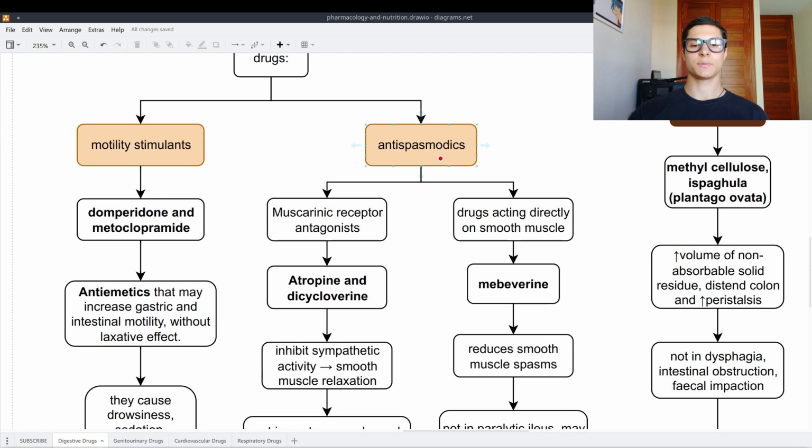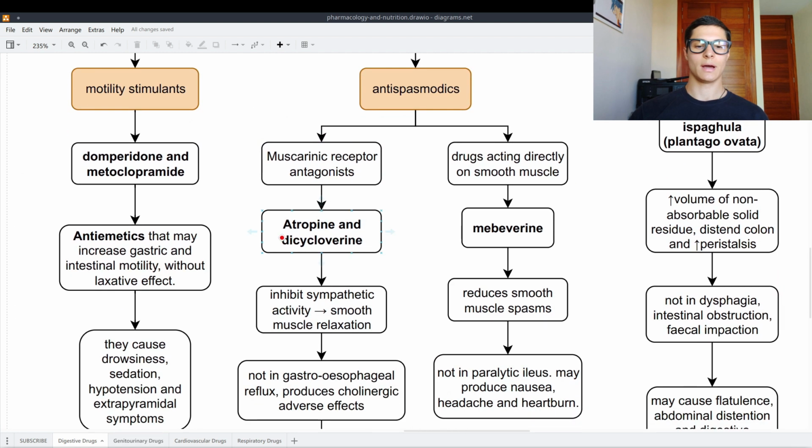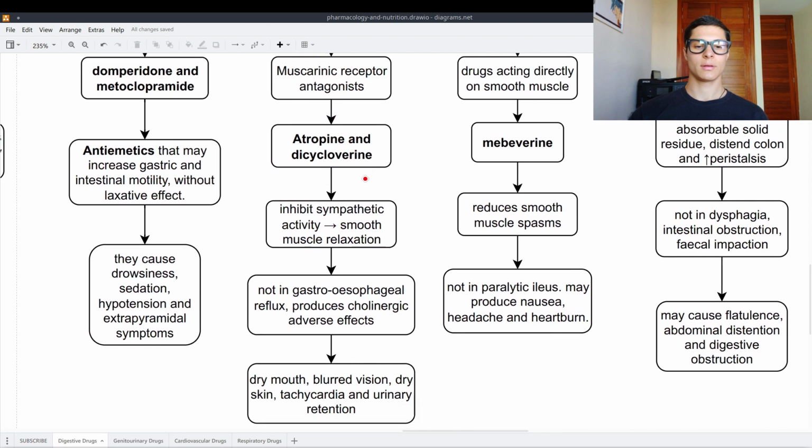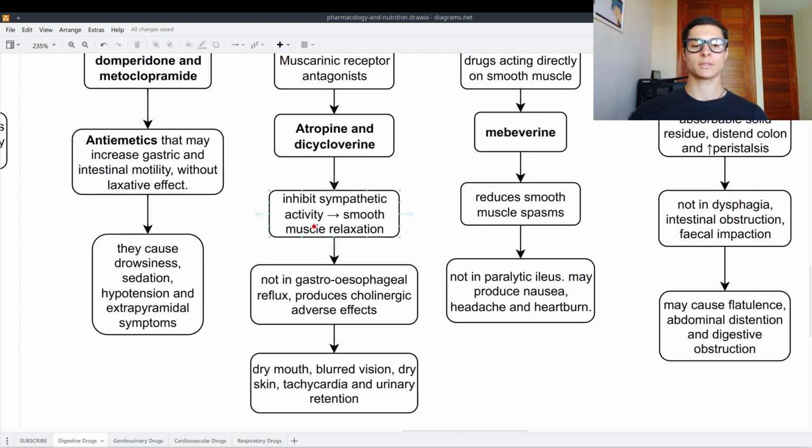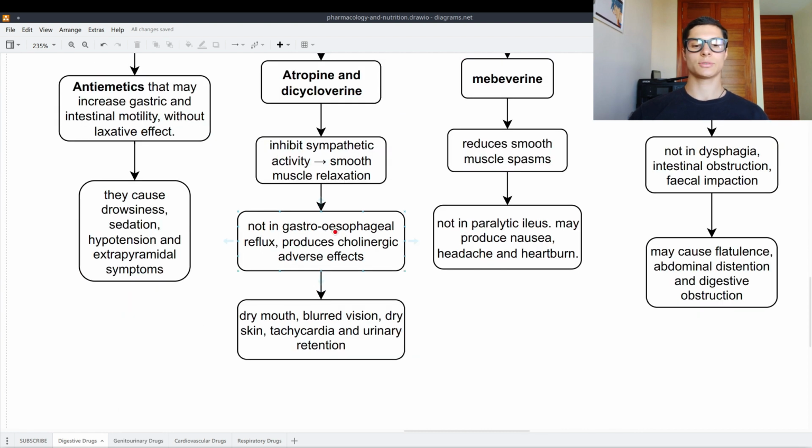Then we also have the antispasmodics. These are the muscarinic receptor antagonists, atropine and dicycloverine, and they will inhibit the parasympathetic activity, promoting smooth muscle relaxation. These are not used in gastro-esophageal reflux, and they produce cholinergic adverse effects such as dry mouth, blurred vision, dry skin, tachycardia, and urinary retention.